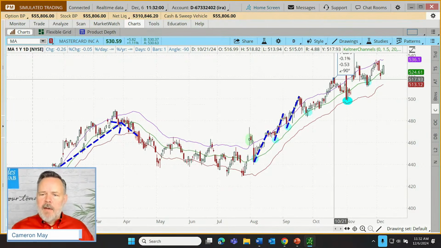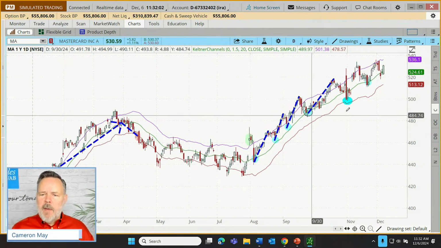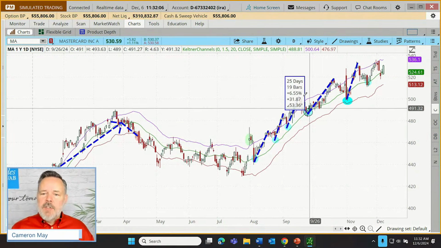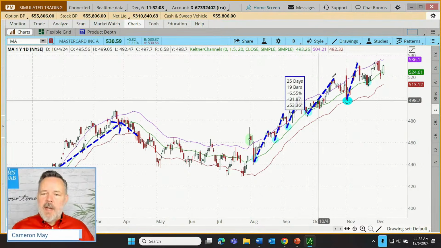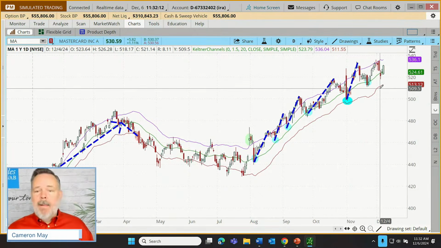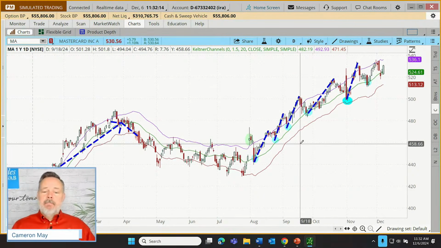So there's a pullback here. So measured move here might stretch all the way back to there. This one might be like this. Just using those to gauge how far the next move might be. So some really interesting examples.